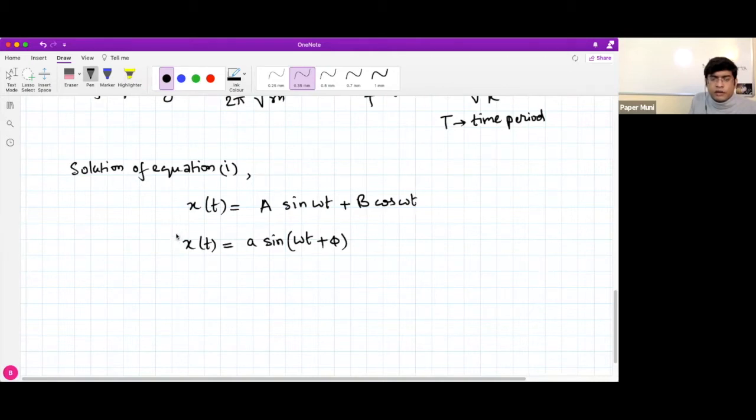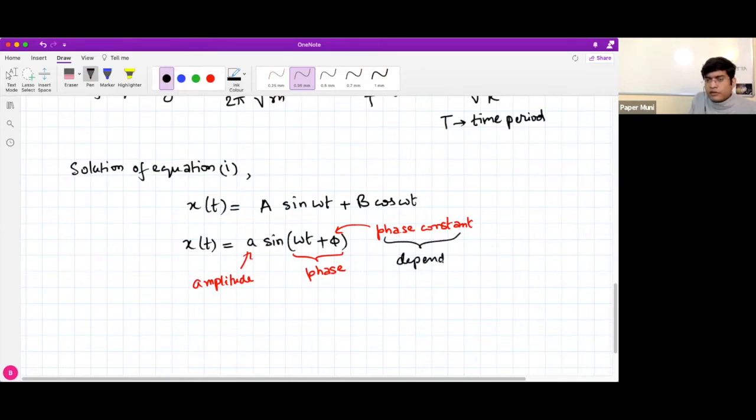Now this is a solution given to us. Let's see what the terms in this equation are. A is the amplitude. This is the phase, and this phi is the phase constant. The phase constant depends on the initial conditions. This is the wave equation which we know, the SHM equation.